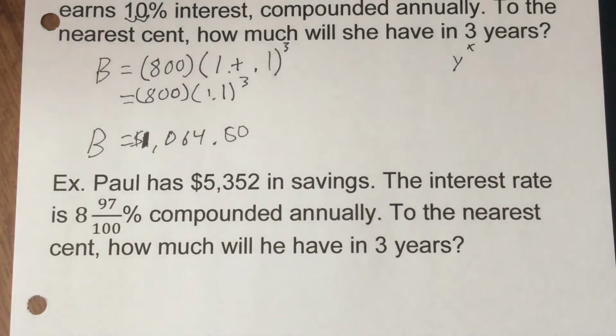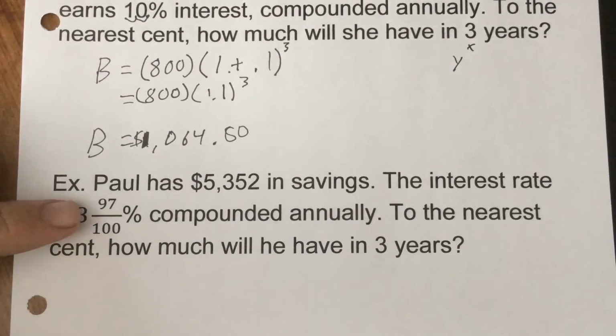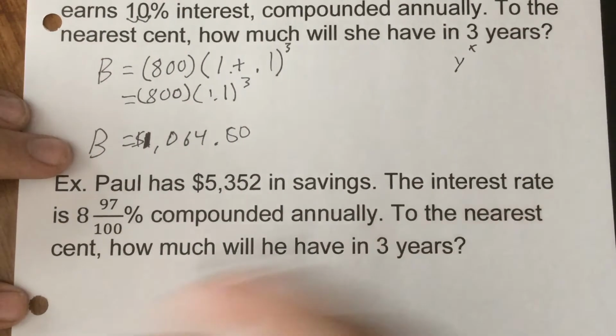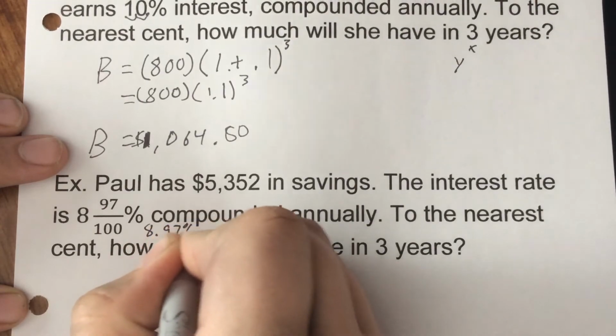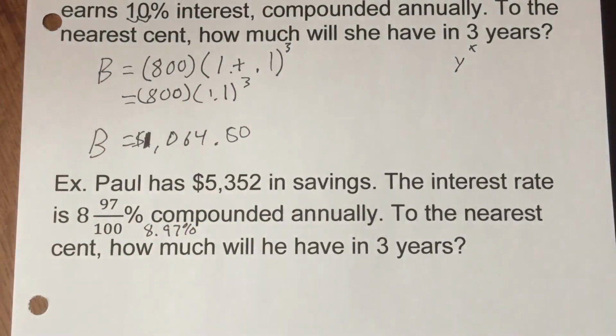So Paul has $5,352 in savings. The interest rate is 8 and 97 over 100 percent compounded annually. So nearest cent, how much will he have in 3 years? Again, whenever we have a fraction in the percent, make that a decimal. Take 97 divided by 100. If you do that, you're going to end up with 8.97%. 0.97, 97 over 100, 97 hundredths.